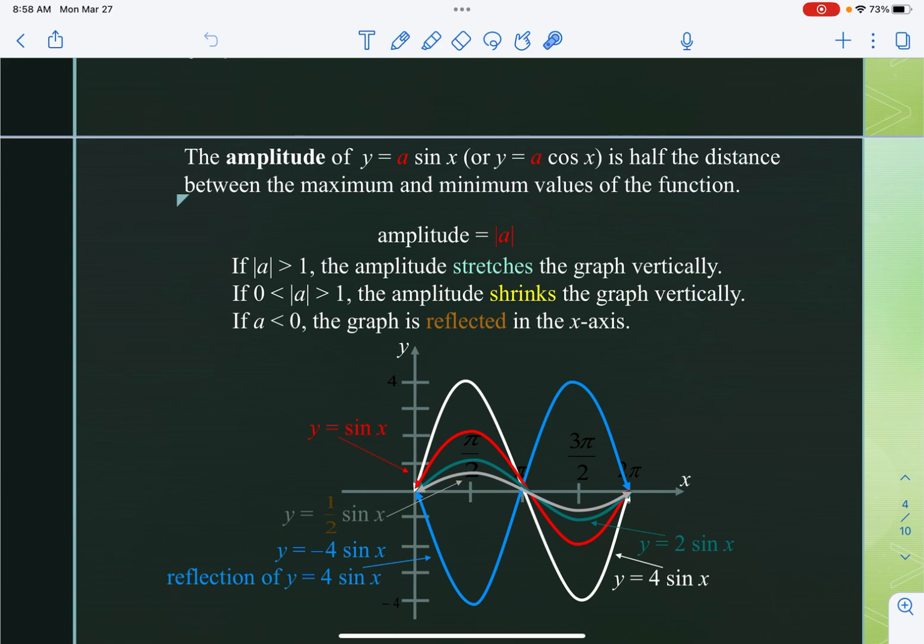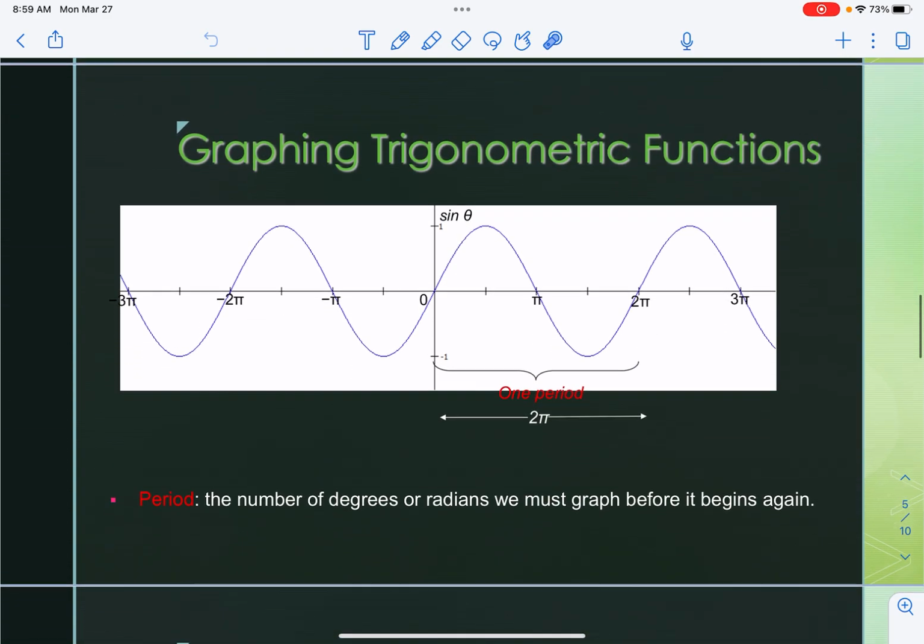If you notice, all these graphs, the white, the red, the teal, the gray, and the blue, all start at 0 because we're not going to do any shifting. We're only looking at the amplitude and the period. So sine graphs will always start at 0 and either go up, or if it's a negative, go down. So we're going to look at these.